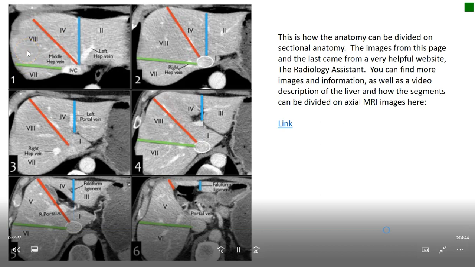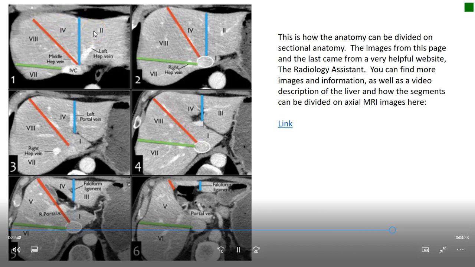So 2 and 4 are part of the left lobe of the liver. And then 7 and 8 are part of the right lobe of the liver. So remember that 7 was the superior posterior side and 8 was the superior anterior side. And then 4 and 2 over here on the left side of the liver were the medial and lateral segments.